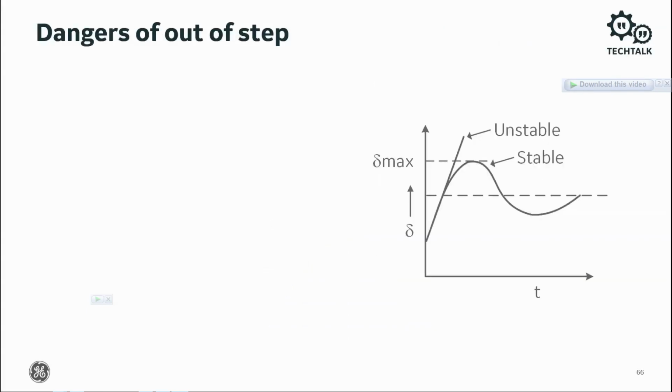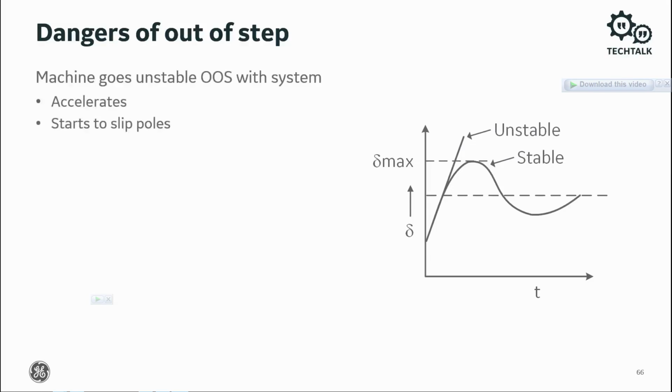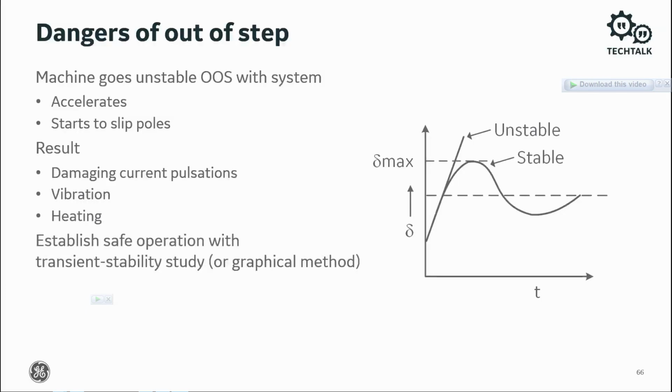An extreme power swing is when the generator does not track with the connected system. The dangers of this situation are that the machine goes out of step with the system, it accelerates and starts to slip poles. The results are damaging current pulsations, vibration, and heating. A transient stability study or graphical method establishes safe operation.